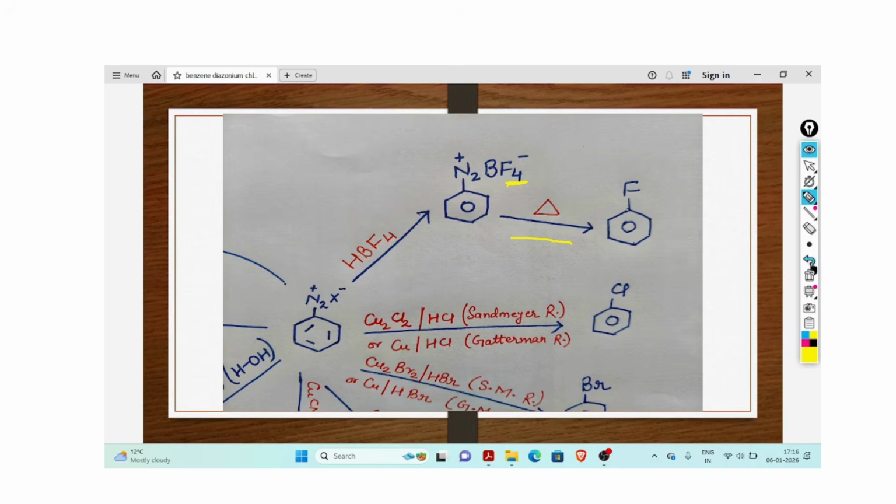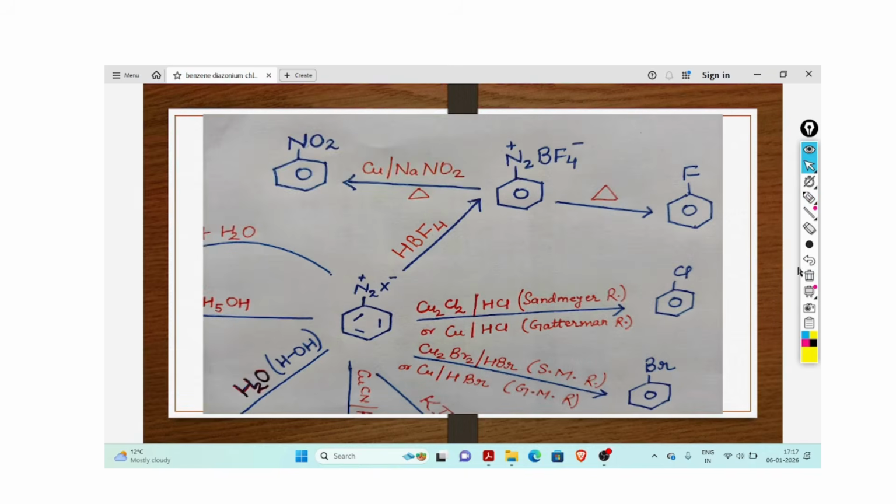Correct. And for the next reaction, see this one. This is your next reaction. Here we treat our fluoroborate with Cu and NaNO2. So Cu is again your catalyst, and your reactant is having NO2 as a latter part. So again you will replace this whole N2BF4 by NO2, and your product is what? Nitrobenzene.